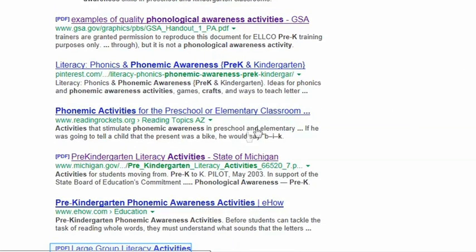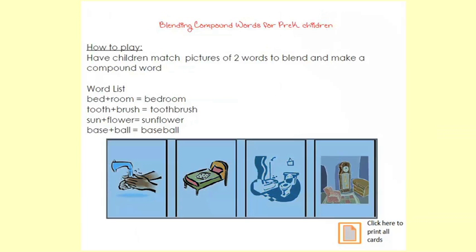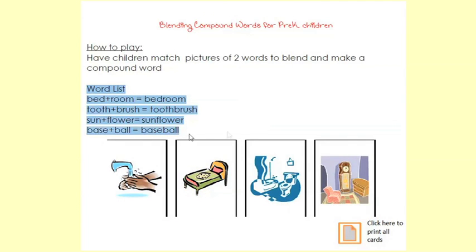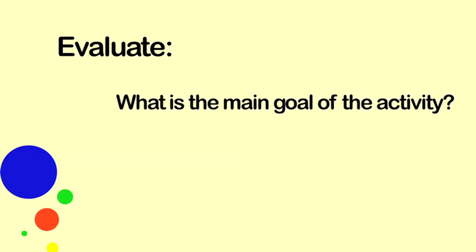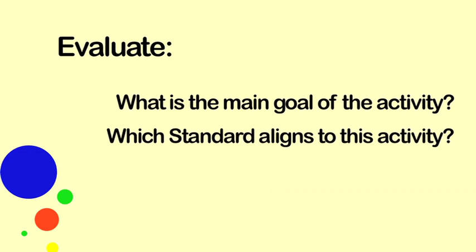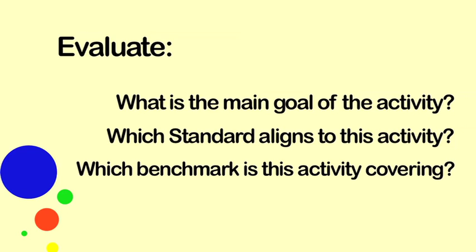I found my activity on the internet. This activity is about showing children pictures so that they can blend compound words that they know. Now, I need to evaluate the following. What is the main goal of the activity? Which standards for 4-year-olds does this activity align to? Which benchmark is this activity covering?